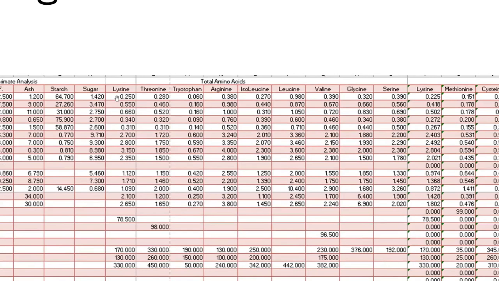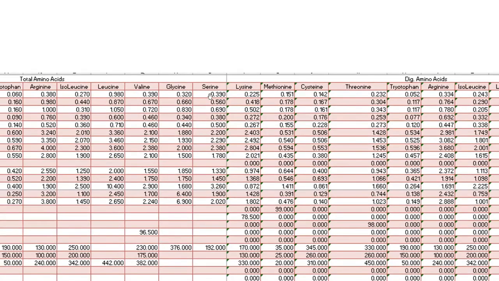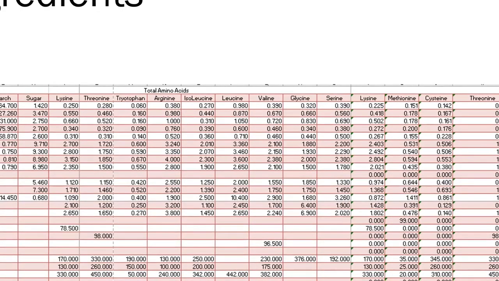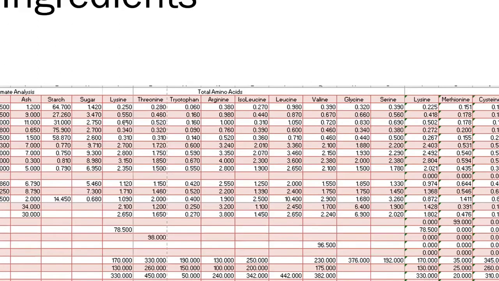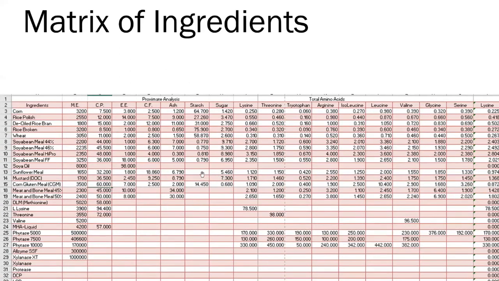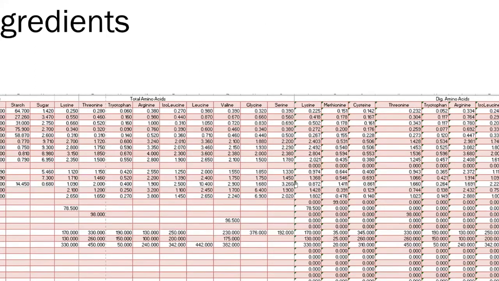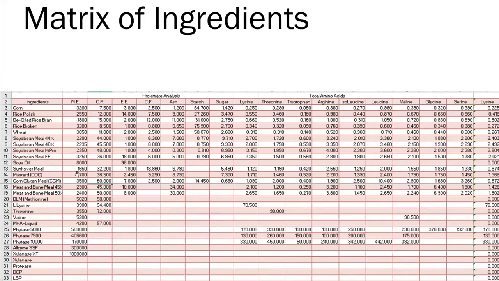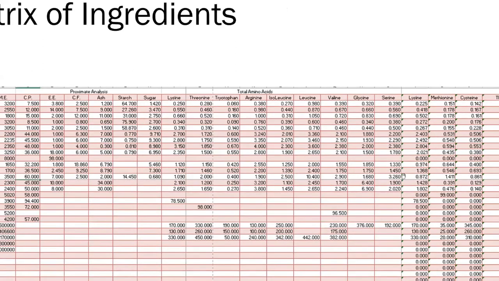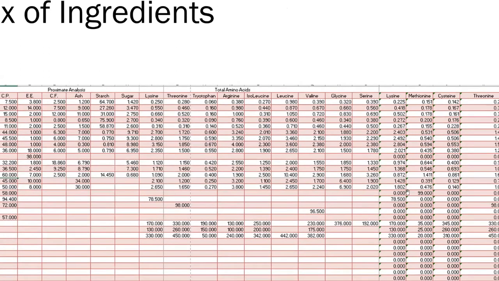Here I've given the total amino acids and digestible amino acids for your ease in using the feed, so it will be easier to select ingredients as per the digestibility of the amino acids. Here you can see, for MDOC, lysine is 1.710, and again there are the digestible amino acids. So 1.710 is the total amino acid, and the digestible amino acid is 1.368.